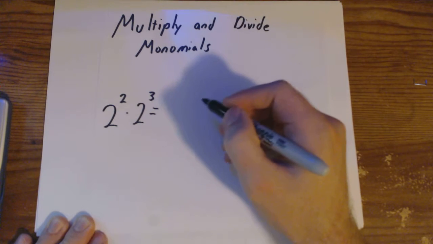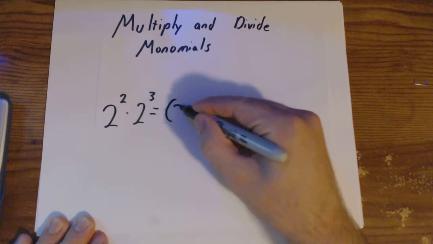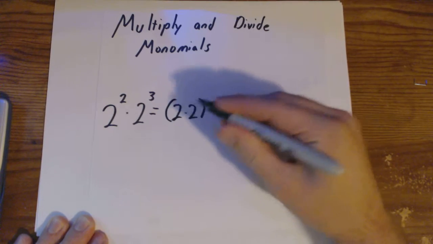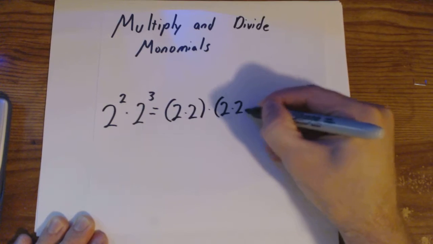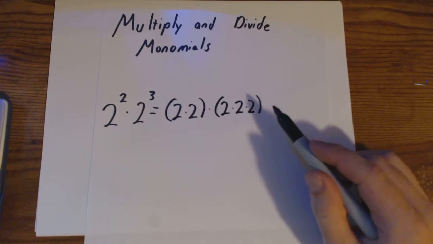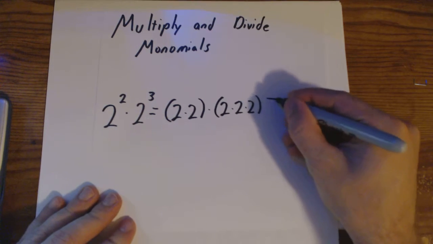Now just to show how this will work out, let's write it all out explicitly. 2 to the second power is just going to be 2 times 2. We are multiplying that by 2 to the third power, which is 2 times 2 times 2. If we remove these parentheses, we're just multiplying a bunch of 2's together. How many are we multiplying together?